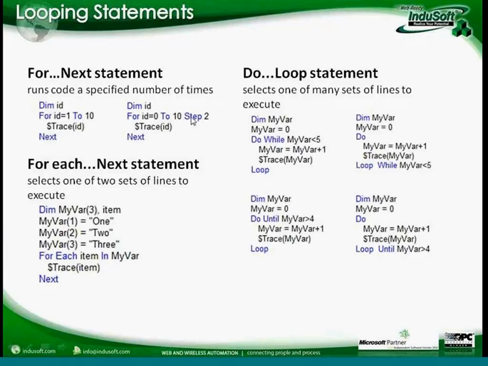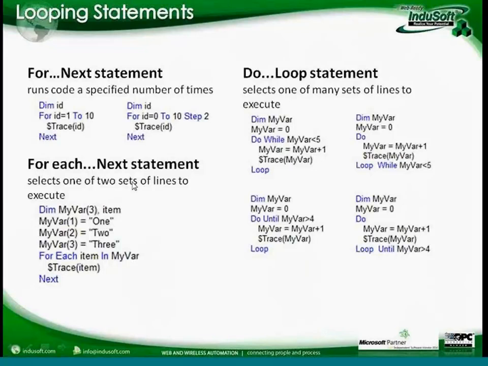You can optionally use here a step and a number. So each time that the loop is executed, it increments, in this case, the id variable by 2 units instead of 1. And you can have negative values in the step as well, if the initial value is greater than the final value.